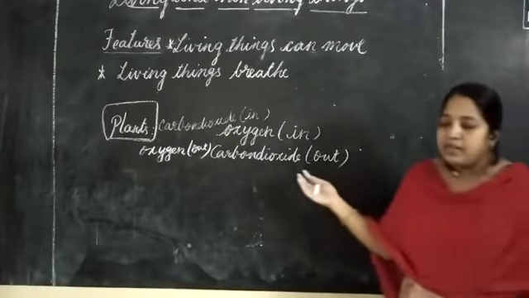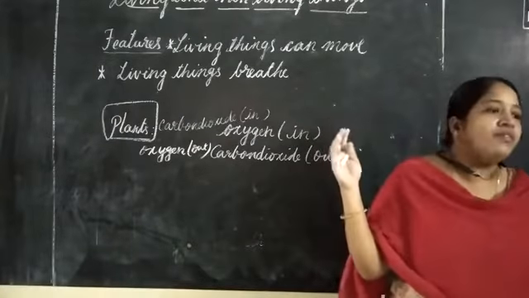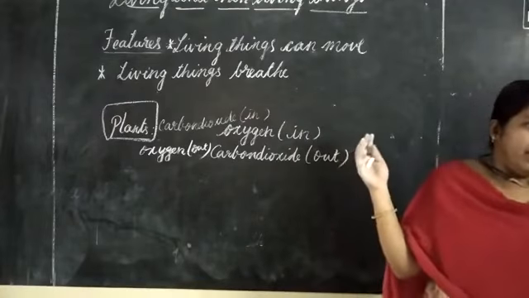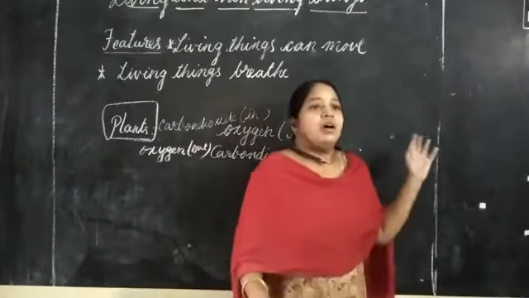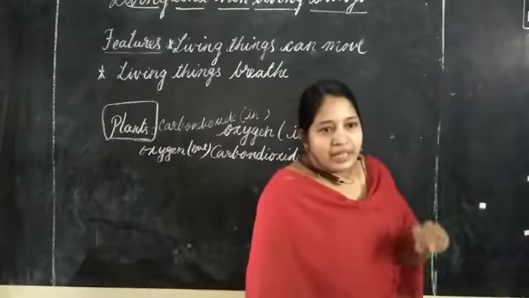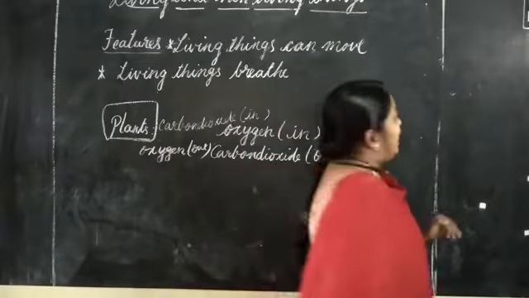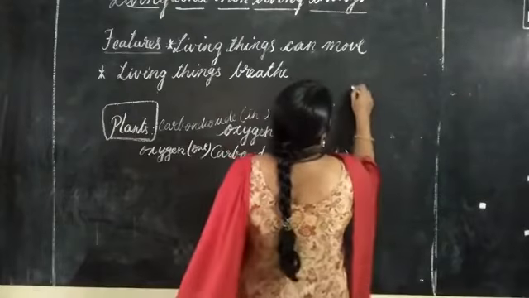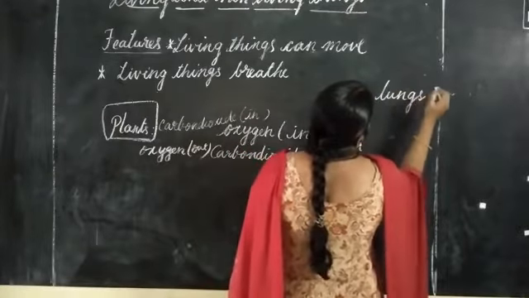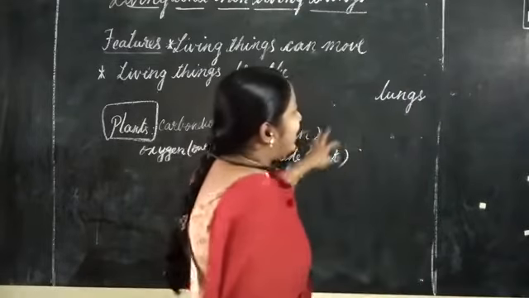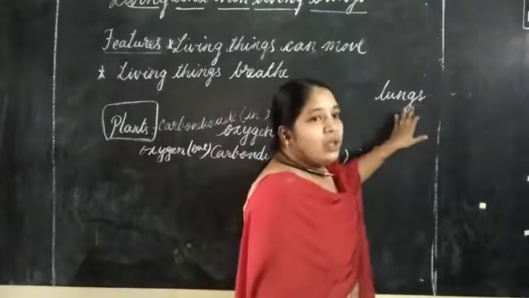And different animals breathe with the help of different body parts. Right? For example, most of the animals living on the land, they breathe through lungs.